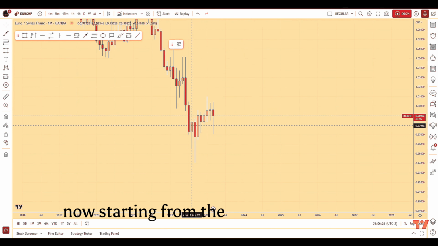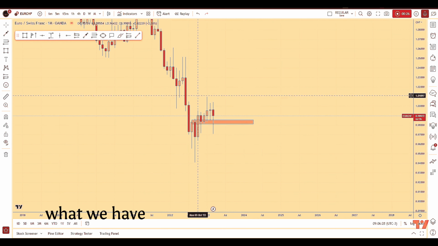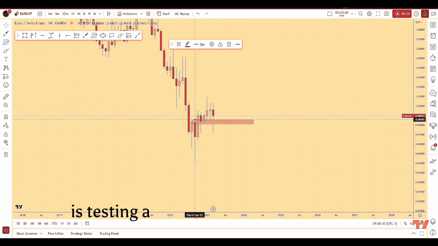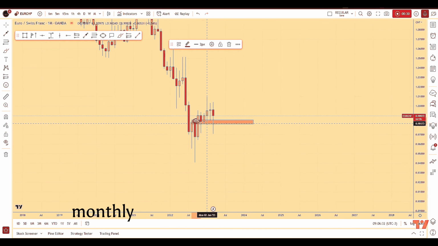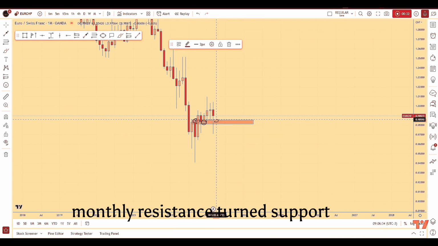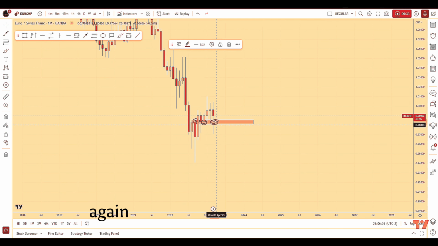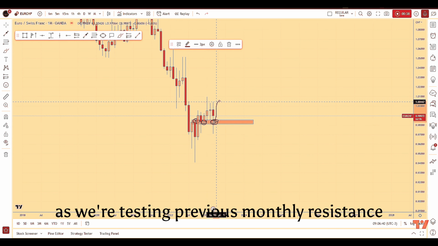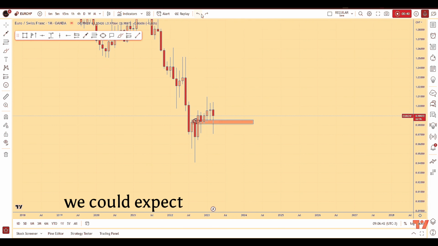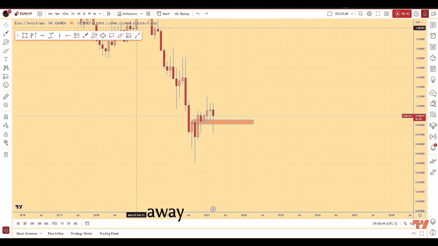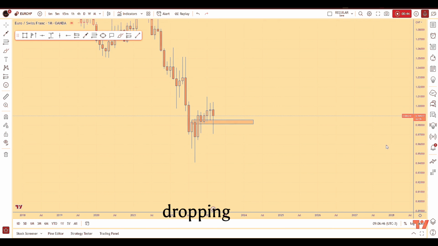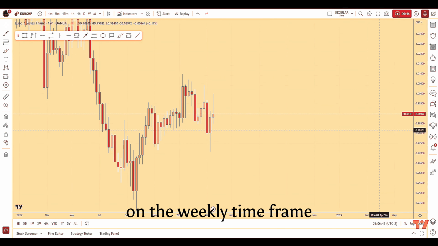Now, starting from the monthly time frame, what we have is a market which in the moment is testing a quite strong level of previous monthly resistance turned support here, and at the moment again acting as support at this level. So as we're testing previous monthly resistance turned support, we could expect bullish price action to be created away from this area. Dropping down on the weekly time frame, what do we see?